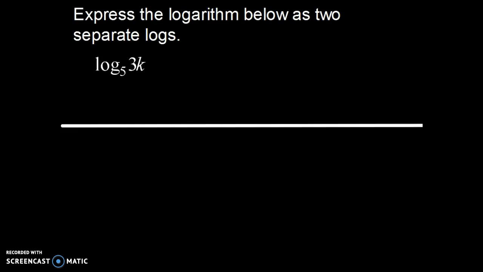So what exactly does that look like? Well, there are a couple ways we might go with this. We might go from a condensed log and expand it, or we could go the other direction. So first we'll go from a condensed log and expand it and write it as two separate logs. Here we have log base 5 of 3k. Now we can use our product property to break this up, because I have 3 times k inside of my log. So I can break this down into log base 5 of 3 plus log base 5 of k.